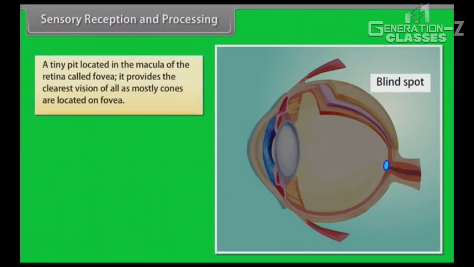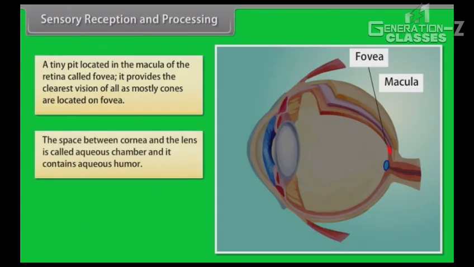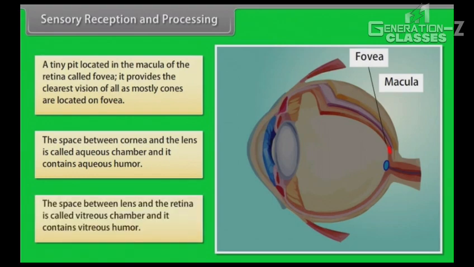A tiny pit is located in the macula of the retina and is called the fovea. It provides the clearest vision of all, as mostly cones are located on the fovea. The space between the cornea and the lens is called the aqueous chamber, and it contains aqueous humor. The space between the lens and the retina is called the vitreous chamber, and it contains vitreous humor.